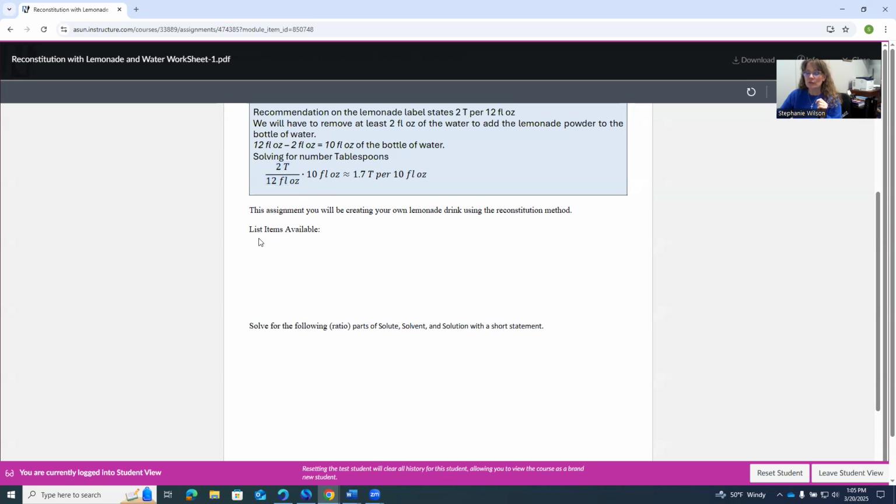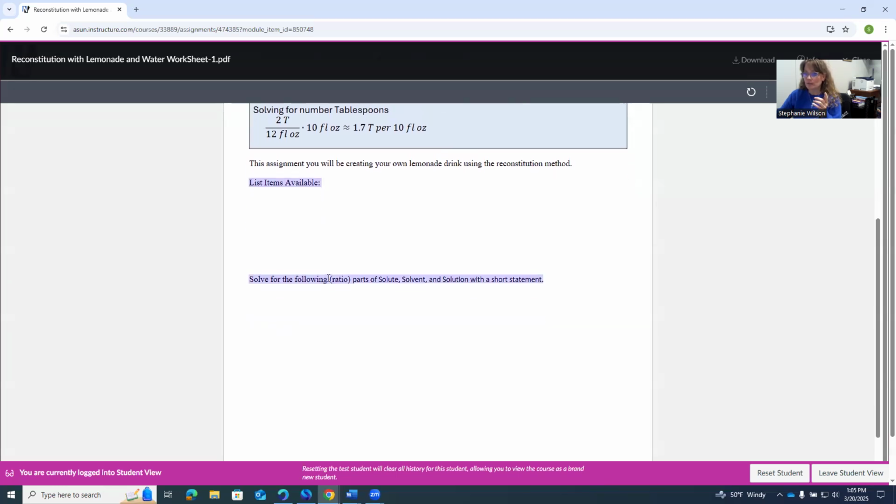What you're going to do is list your items here. You're going to list your items in this first space. And you're going to solve. First things first, list what you're going to have here. What are you using? What are you working with? What are the measurements for them?